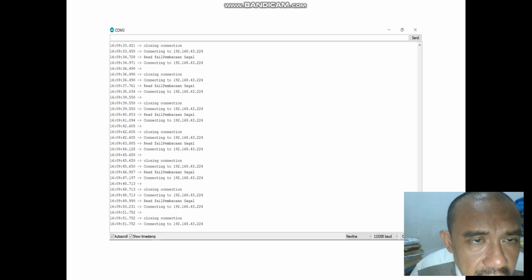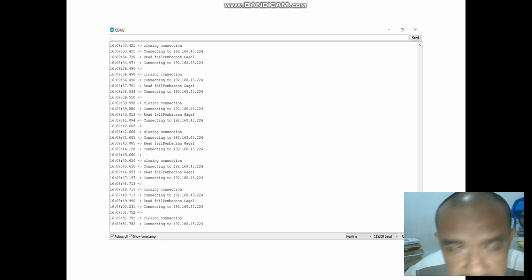This is to prove the connection. Its connection is fast, connecting in this address and file. This is read file, pembacaan gagal.